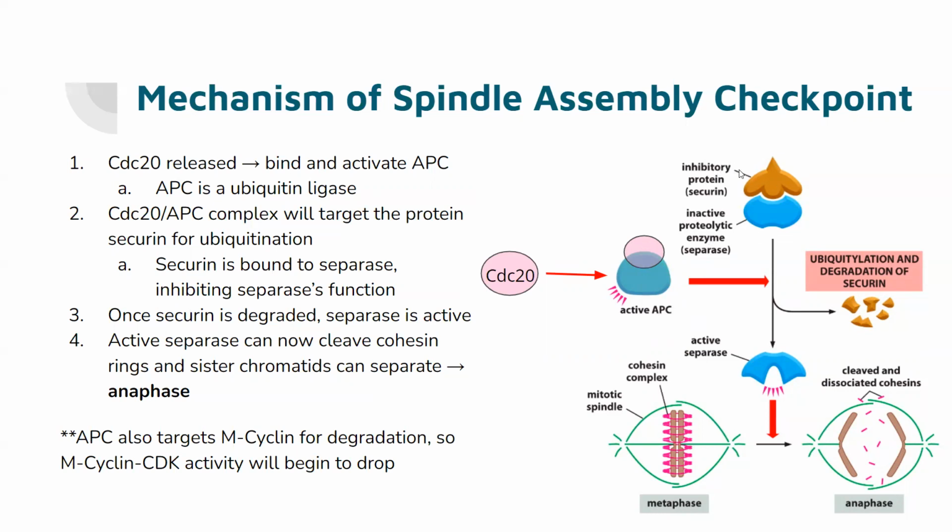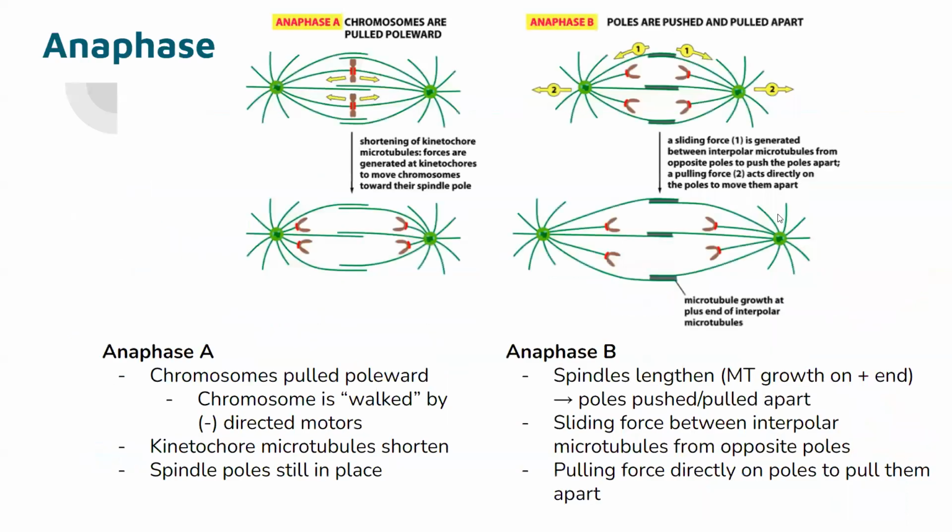This is important because securin is holding on to this enzyme called separase, which is capable of cutting the cohesin that's holding the sister chromatids together. It's the only thing preventing the cell from going into anaphase. So, okay.